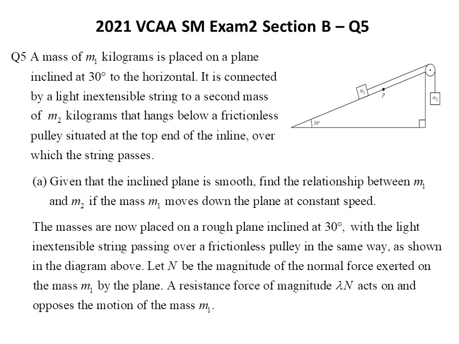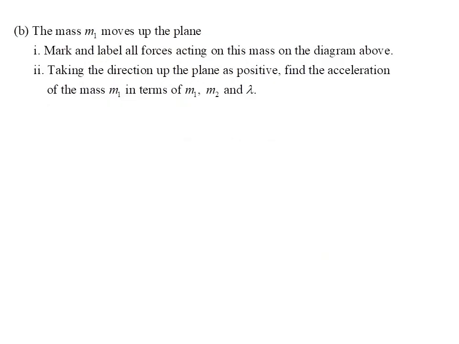Now, the masses are placed on a rough plane inclined at 30 degrees to the horizontal with the light inextensible string passing over a frictionless pulley in the same way as shown in the diagram above. Let N be the magnitude of the normal force exerted on the mass m1 by the plane. A resistance force of magnitude lambda N acts on and opposes the motion of the mass m1. The criteria in part B are changed. The mass m1 moves up the plane.